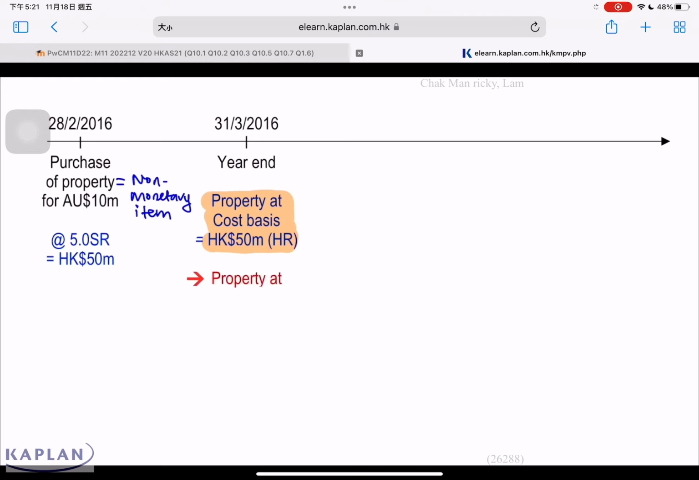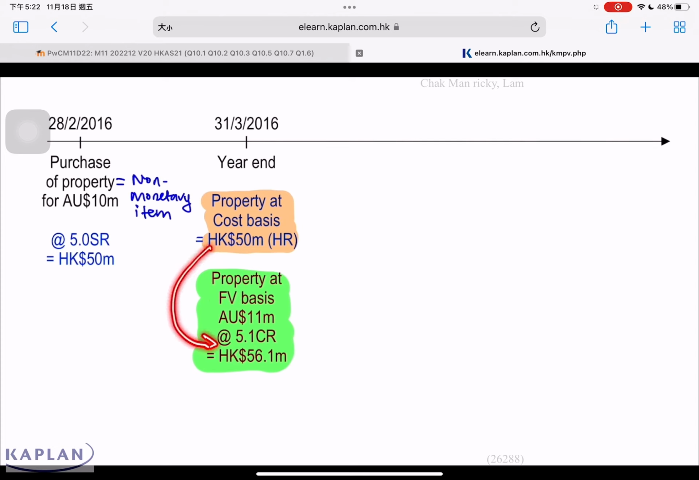Assuming the property is at fair value basis, and the fair value now is Australian dollar 11 million, and the exchange rate, for example, is 5.1, Hong Kong dollar will be equal to $56.1 million. If the property is at fair value basis, it will be at 56.1. You'll remeasure using the closing rate because we need to know the fair value in functional currency. In this case, we must increase from 50 to 56.1, an increase of 6.1. This 6.1 has two components. One is the increase in the value of Australian dollar 10 million to 11 million. Another component is the movement in the exchange rate, 5.0 to 5.1.